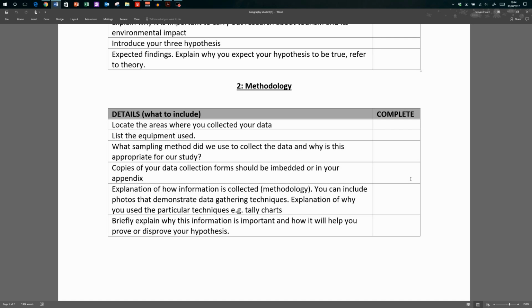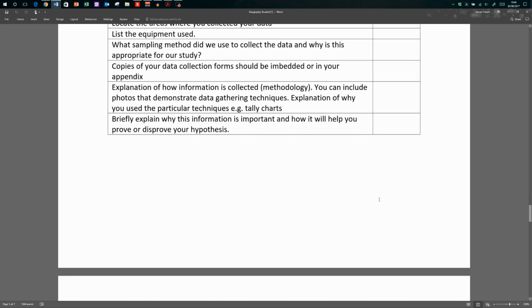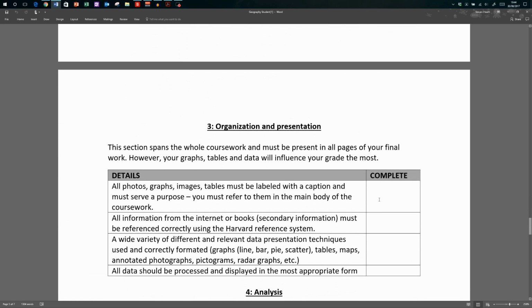The following phase is the part that you need to do throughout the whole piece of work, but it's also quite important. It's the organization and the presentation of your data. Make sure all of your graphs, images and tables are labeled: Figure 1, Figure 2, Figure 3, Table 1, etc.